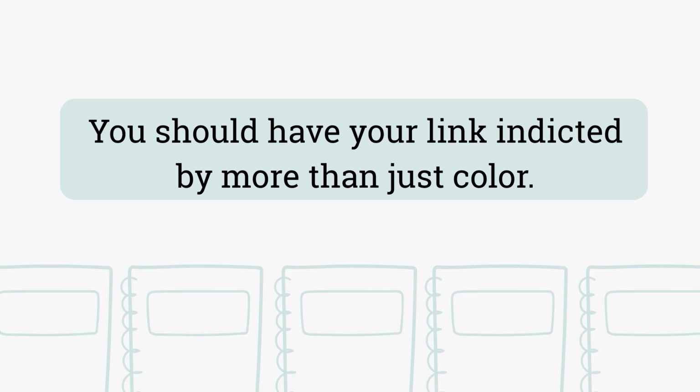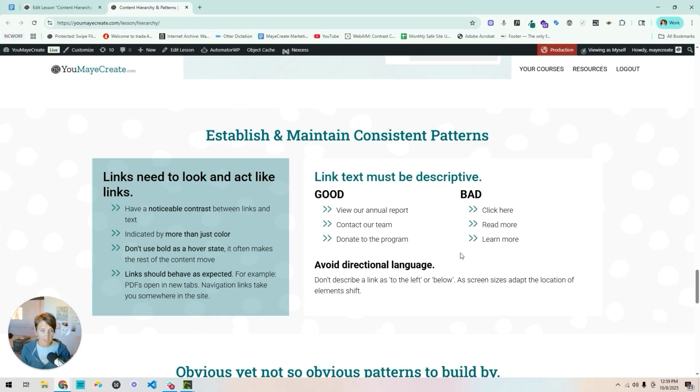You should have your links indicated by more than just color. So some people don't do this. I always suggest that they do. At least have a hover state on your link where it underlines when you roll over it. So that way, if someone can't see a very good contrast between the links and the text, they can at least hover over it and see that it's an active link. I don't suggest bolding links as a hover state because it moves the content around it, and that cannot feel very good to some users who might be prone to seizures and they don't need to have moving content around them. Also, your link should behave as expected.